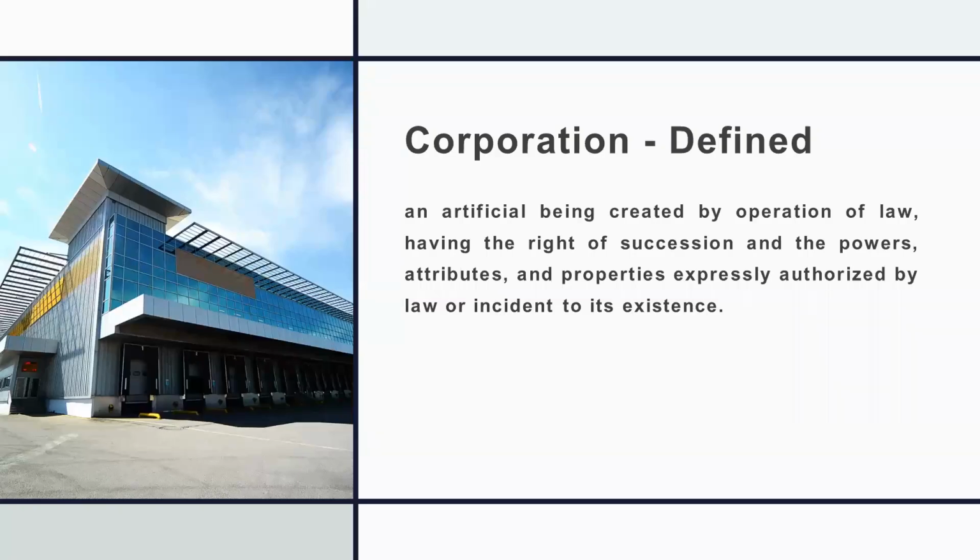So first, know what is a corporation. Let us define what a corporation is. A corporation is an artificial being created by operation of law, having the right of succession and the powers, attributes, and properties expressly authorized by law or incident to its existence.